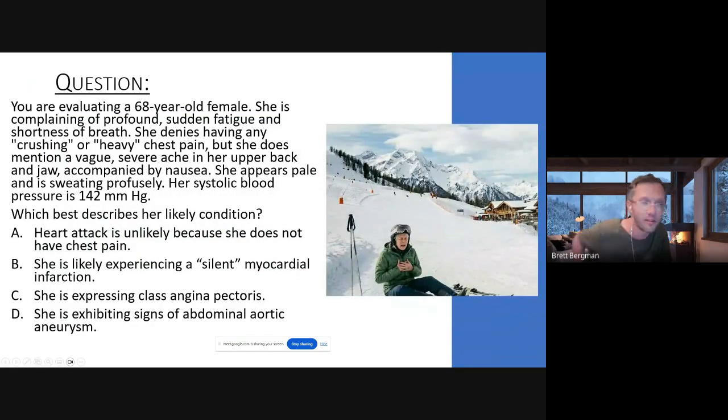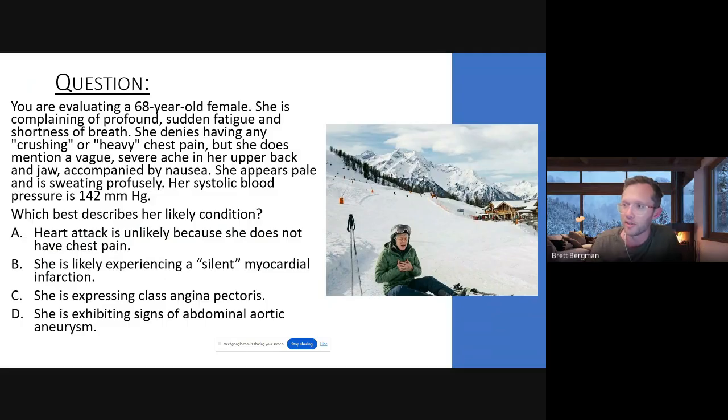We'll start off with a question here. We've got a 68-year-old female. She's complaining of sudden, profound fatigue and shortness of breath. She denies having any chest pain, but she does mention a vague ache in her upper back and maybe a little bit of pain in her jaw, and she's having some nausea. She looks pale, she's diaphoretic, and her systolic blood pressure is 142. What best describes her likely condition?